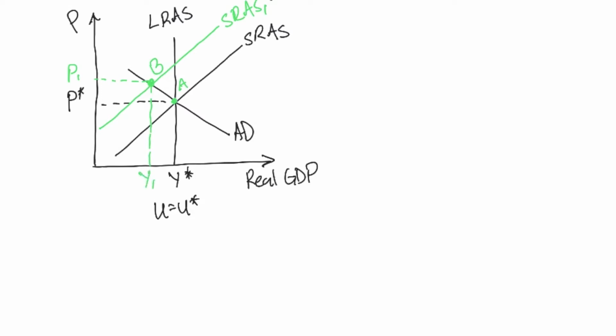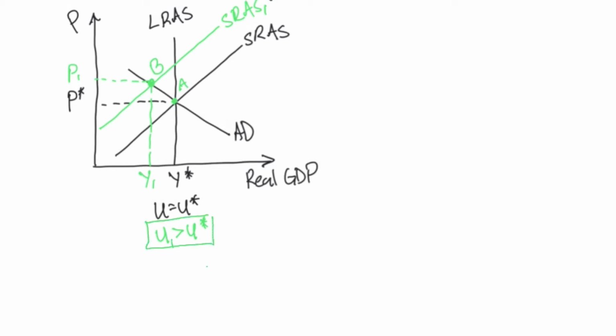So we're in a recession with inflation, also known as stagflation. If you've heard that term before, that's what it's referring to: a situation where we're going into a recession with increasing price levels. The economy is in a recession. That means U1 is greater than U star. We have more unemployment in the economy than optimal.